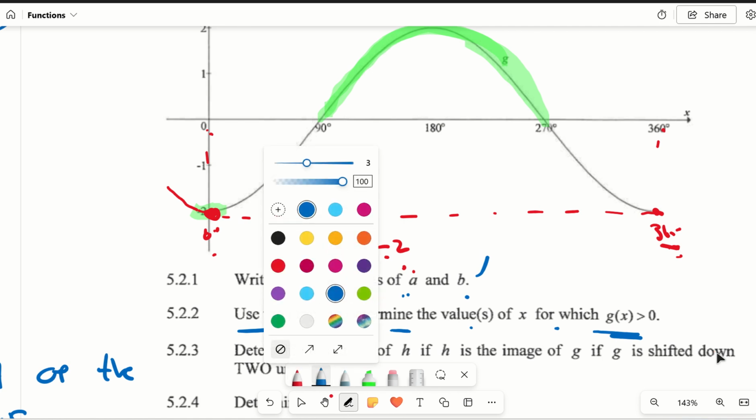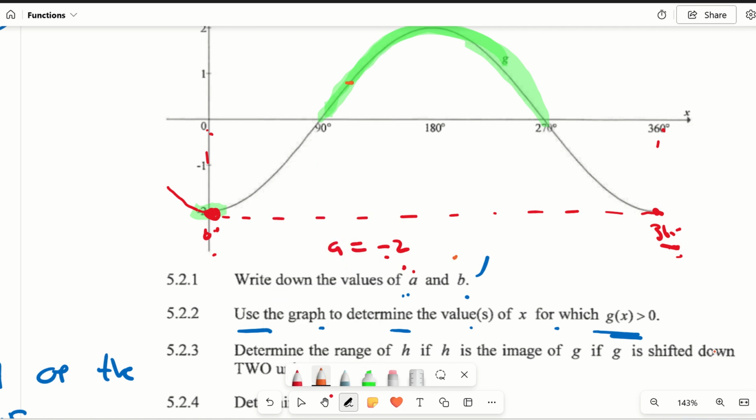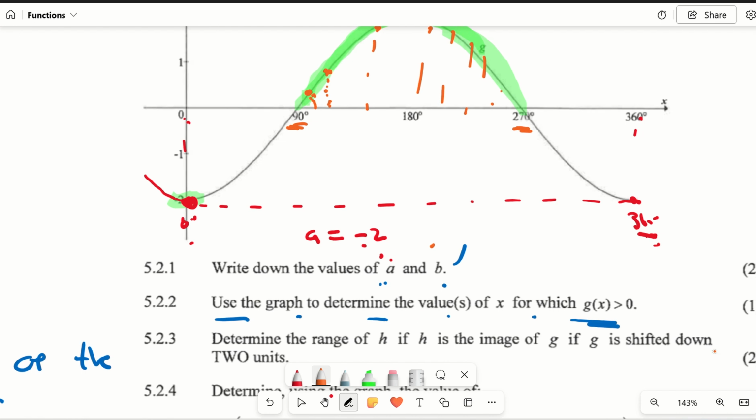Consider the x coordinate of this point that lies on the green part. Its x coordinate is somewhere between 90 and 270. The x coordinates of all of these points on the green part are between 90 and 270. So therefore your answer will be 90 to 270.